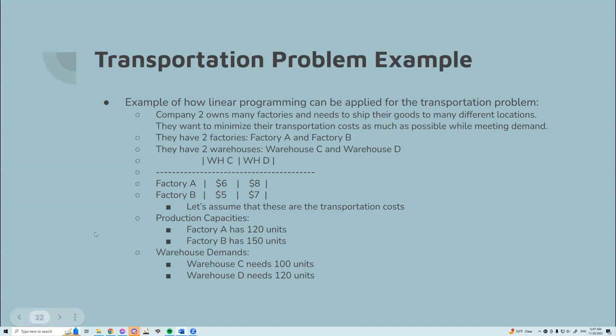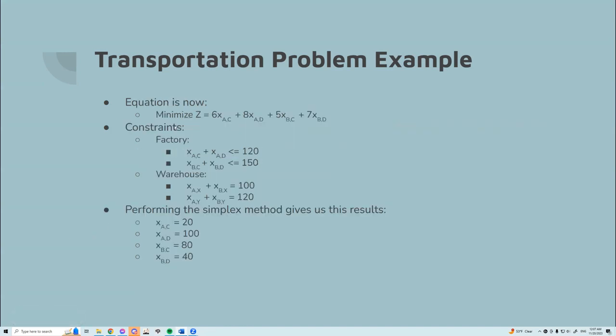Using the transportation costs, we can come up with our equations here. Which would be minimize Z equals 6x_AC plus 8x_AD plus 5x_BC plus 7x_BD. And these are just the routes to where they're going, like Factory A to Warehouse C. We have some constraints here in which we can't really ship out more units than what the factories have available. So that's what these equations here show. So these are our constraints, and again, these are the routes of where it's going.